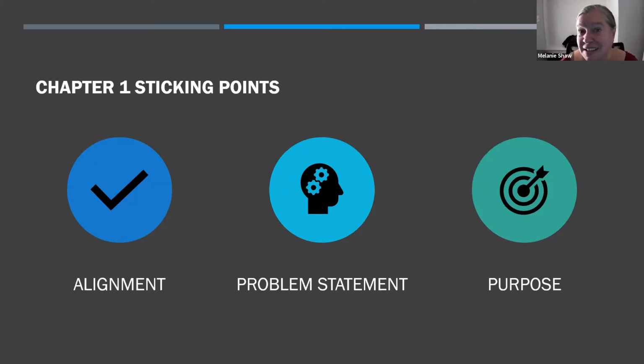Once the student has selected a topic, there are 3 main pain points that I find in chapter 1. The first is alignment, and this can become very apparent after the student begins to complete the problem statement and the purpose statement, the other two main pain points in chapter 1.